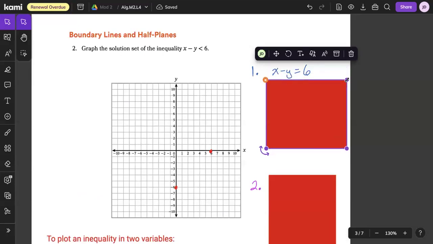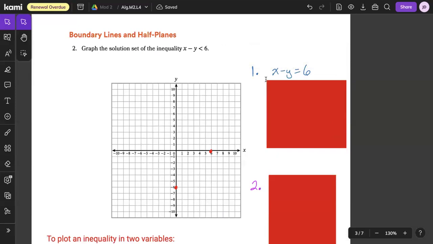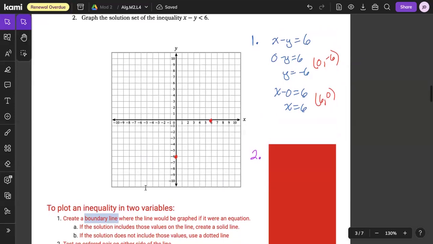Because this is in standard form, ax plus by equals c, we can then find our x and y intercept and plot them on the graph. You'll see that I've already done that. We have (0, -6), because 0 minus -6 would give us a positive 6, and (6, 0), because 6 minus 0 equals 6. So those are going to be our two.